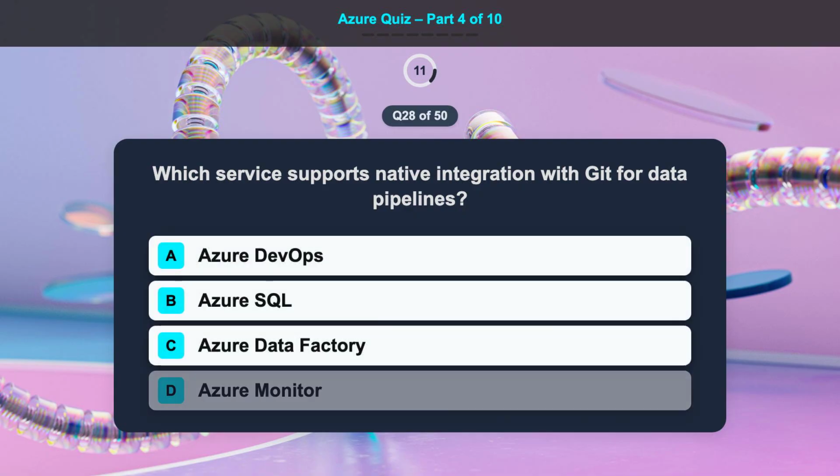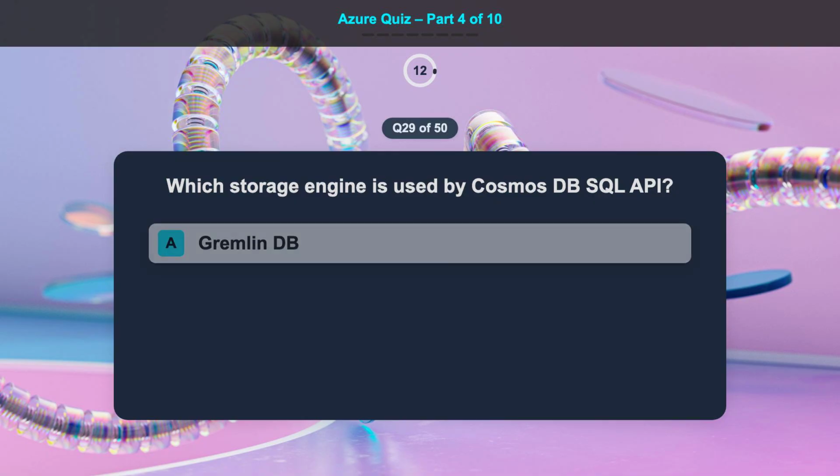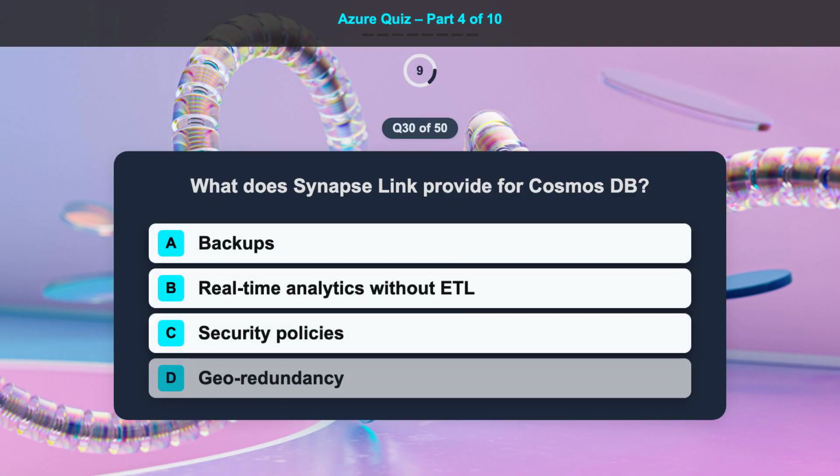Question 28. Which service supports native integration with Git for data pipelines? Question 29. Which storage engine is used by Cosmos DB SQL API? Question 30. What does Synapse Link provide for Cosmos DB?